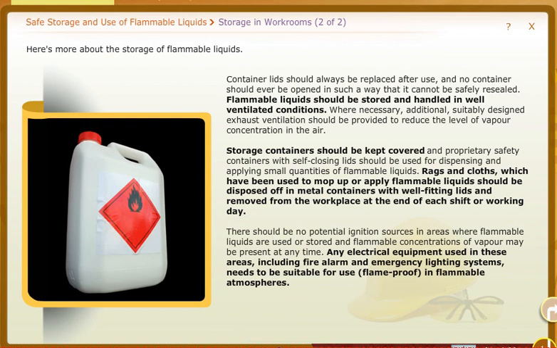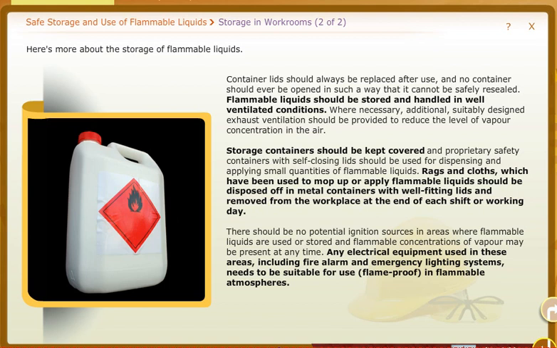Here's more about the storage of flammable liquids. Container lids should always be replaced after use, and no container should ever be opened in such a way that it cannot be safely resealed. Flammable liquids should be stored and handled in well-ventilated conditions. Where necessary, additional, suitably designed exhaust ventilation should be provided to reduce the level of vapor concentration in the air. Storage containers should be kept covered, and proprietary safety containers with self-closing lids should be used for dispensing and applying small quantities of flammable liquids.